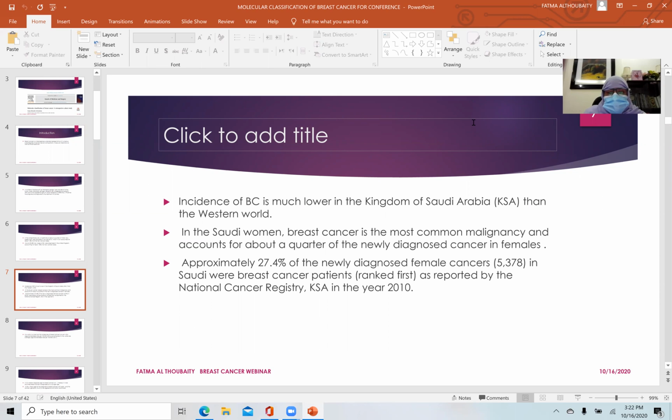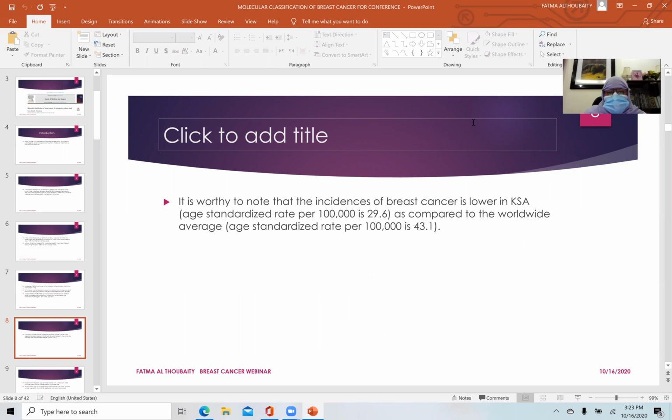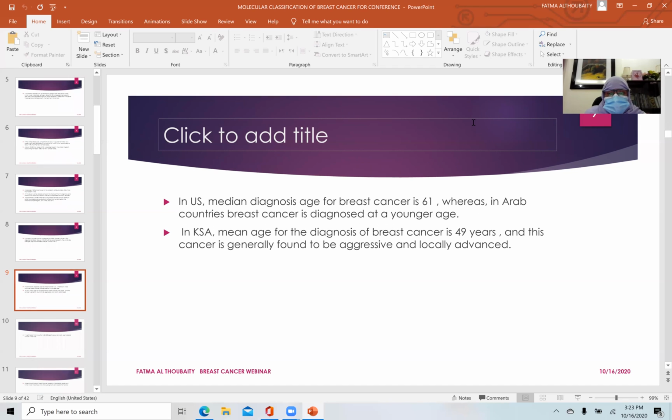In Saudi women, breast cancer is the most common malignancy, and it accounts for about 27.4% of all of the newly diagnosed female cancer, according to the cancer registry in Saudi Arabia in the year 2010. It is worthy to note that the incidence of breast cancer is lower in KSA. Age standardized rate per 100,000 is 29.6 as compared to the worldwide average age standardized rate per 100,000, which is 43.1.